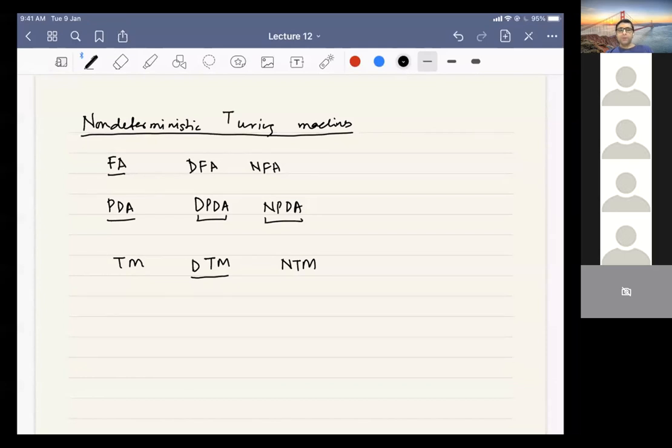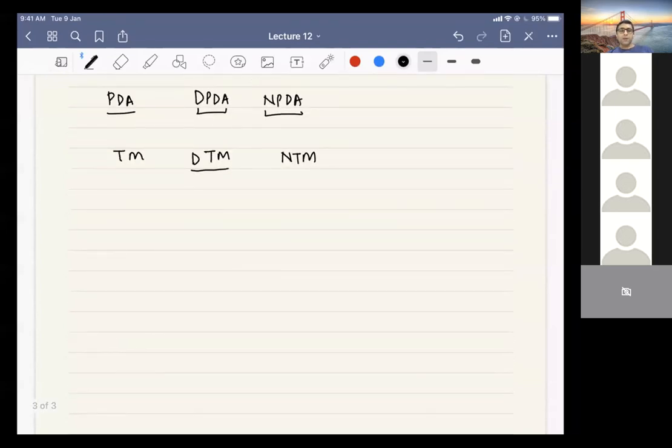Now I will explain what non-determinism means in Turing machines. The concept is very similar to what we have done for finite automata, but it has more things to do with it. So let's see how this non-determinism works with Turing machines. If I say that I have an NTM, or a non-deterministic Turing machine, then it is defined in a very similar way. The only difference between a DTM and an NTM is the transition function. So let's talk about how this transition function looks.